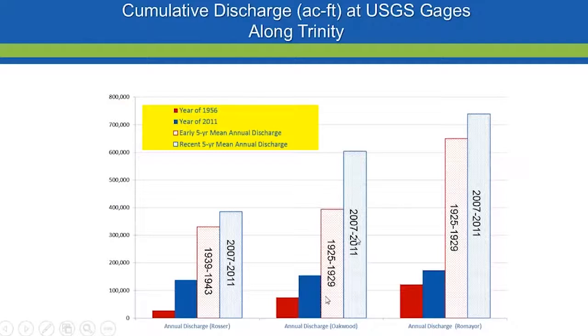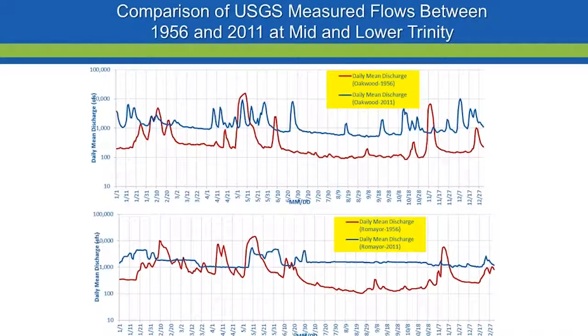Same phenomenon happens here at the annual discharge at the Oakwood gauge, which is about the mid-basin. And the same thing again down at Romare, which is about river mile 50 or so upstream from the mouth of the Trinity River, below Lake Livingston, but above Trinity Bay. So if you look at the top graph here, you're seeing the mean annual discharge from Oakwood in 1956 is the red line. The blue line is the mean annual discharge from 2011. And if you focus on the summer months, you see that in 1956, that gauge at Oakwood in the Middle Basin was running about 100 CFS. Now, those same very dry, very low precipitation times have about a 5 or 600 CFS flow at that gauge.